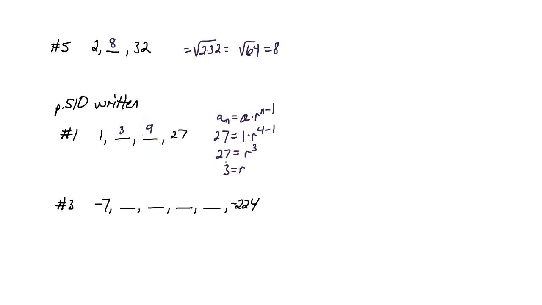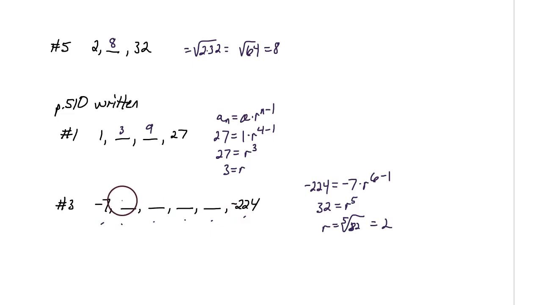Number 3, let's use that technique to figure out those missing geometric means. So fill in negative 224 in place of a sub n. For a, fill in negative 7. For n, fill in 1, 2, 3, 4, 5, 6. And then solve for r. So divide both sides by negative 7. That makes 32 equals r to the 5th power. Now solve for r by doing a 5th root. And so the result is 2. Once you know r is 2, then you can find those missing numbers.